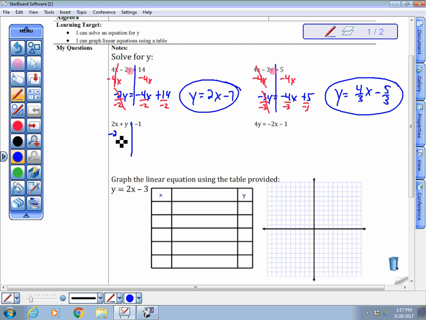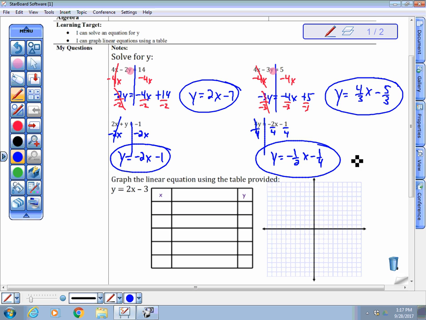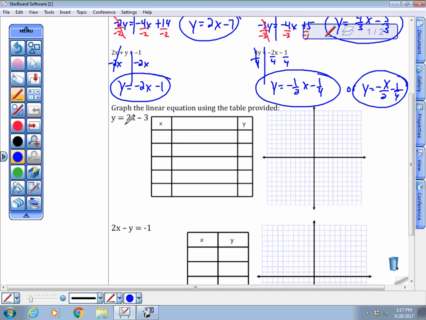And this one right here, let's just subtract 2x to both sides. And you'll get y equals negative 2x minus 1. This last one, if I just divide everything by 4, you'll get y equals negative 1/2 x minus 1/4. Now if you would rather have it as y equals negative x over 2 minus 1/4, that's also okay.